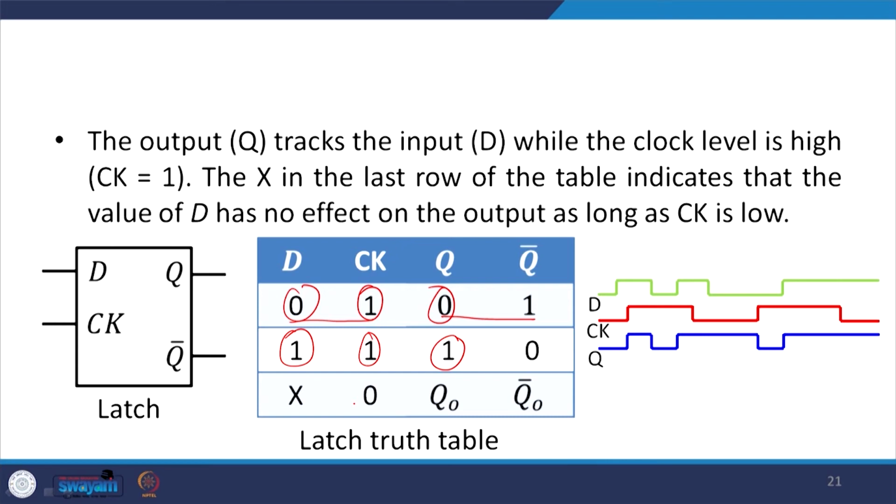And this is the latch, this is the clock, you have output Q bar, and this is the input signal. Here we can see that the output Q tracks the input D while the clock level is high, that is Ck is equal to 1. So when Ck is equal to 1, your output here tracks the input. The X in the last row of the table indicates that the value of D has no effect on the output as long as Ck is low.